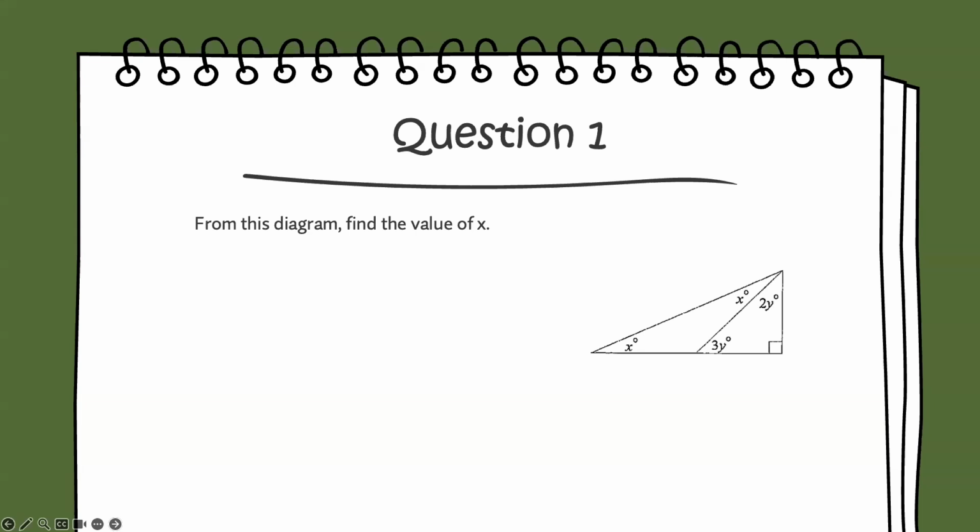co-interior, corresponding, alternate angles, that type of information that we'll learn in years 9 and 10. We're going to be using that information here to find the value of unknown angles in this. Okay, also make sure it's some algebra. So in this question, we have to find the diagram.